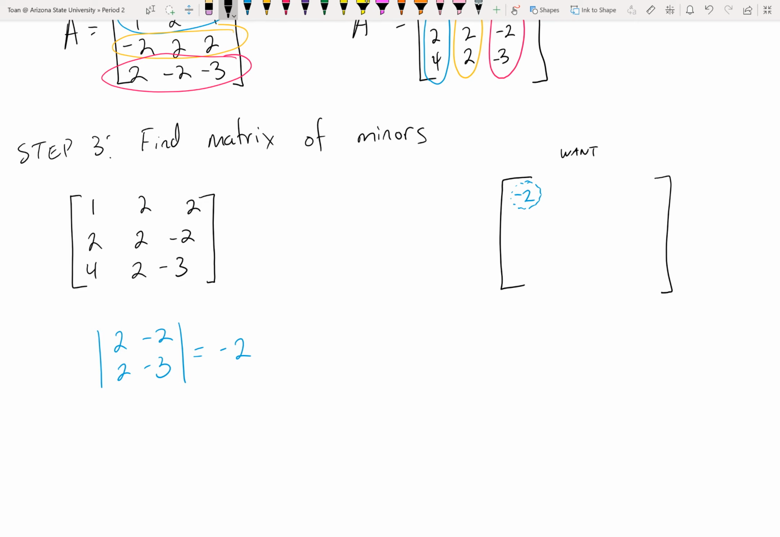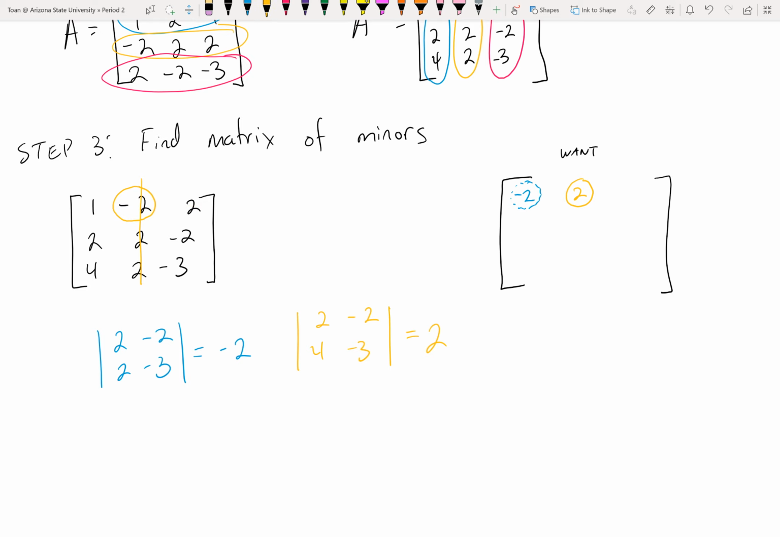Rinse and repeat with the other position. So if I want to fill in this position here, I take this position, I delete the row, I delete the column, what's left over? 2, negative 2, 4, negative 3. I find the determinant. So that's going to be negative 6 minus a negative 8, which is a positive 2. I put a 2 there. You guys understand what's going on?